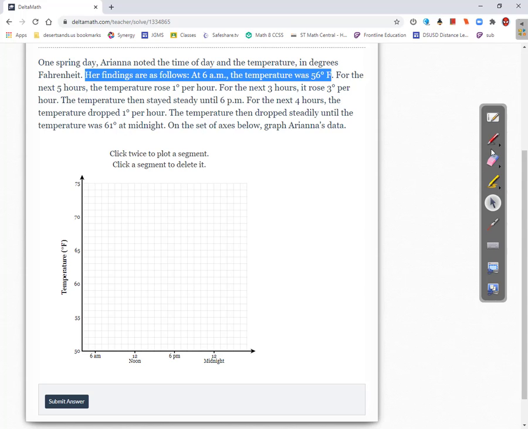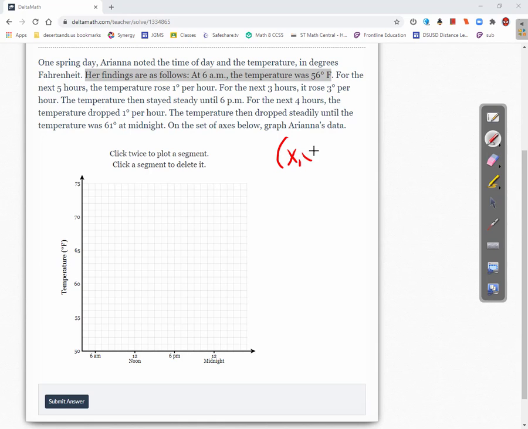This one, they're actually giving you an ordered pair. And what I mean by ordered pair, an ordered pair is a location on a coordinate grid in which the first number is your X value and your second value is your Y value. So in this case, they give us the ordered pair and they say 6 a.m. And although you don't have to write this, it would be said 6 a.m., comma, 56 degrees Fahrenheit, like that.